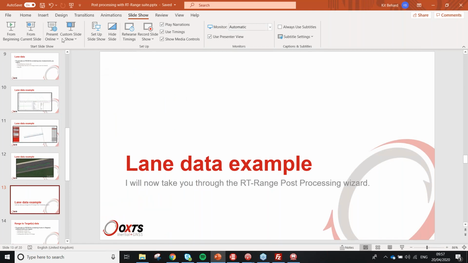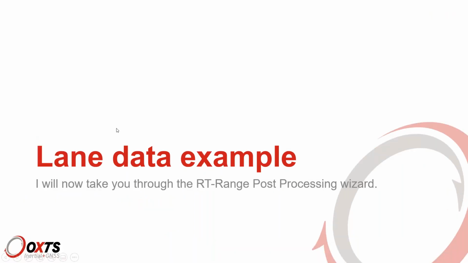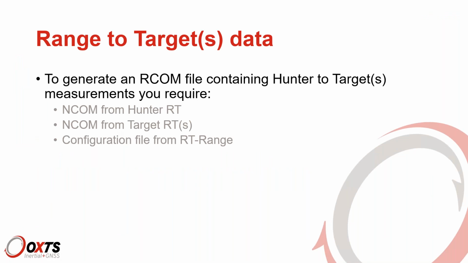And next, we're just going to go through a very similar example, but this time using target data as well. So instead of just generating lane data, we're going to generate some range to target data as well. To do this, just like before, you'll need an NCOM file from your Hunter. But you'll also need an NCOM file from any target RTs that were set up during your test and a configuration file from the RT range. Again, if you don't have that RT range configuration file, you can generate it in the software.